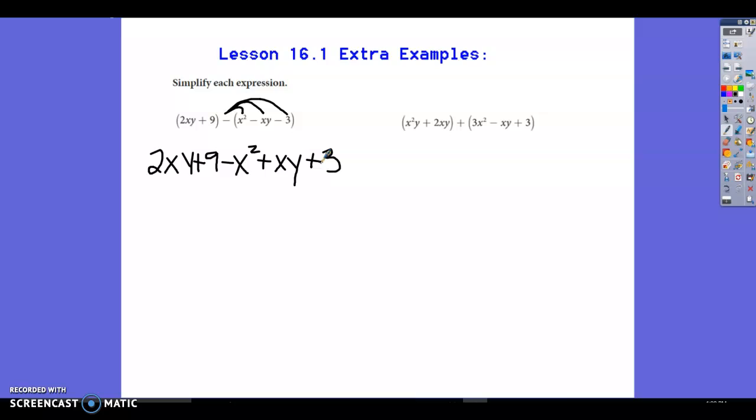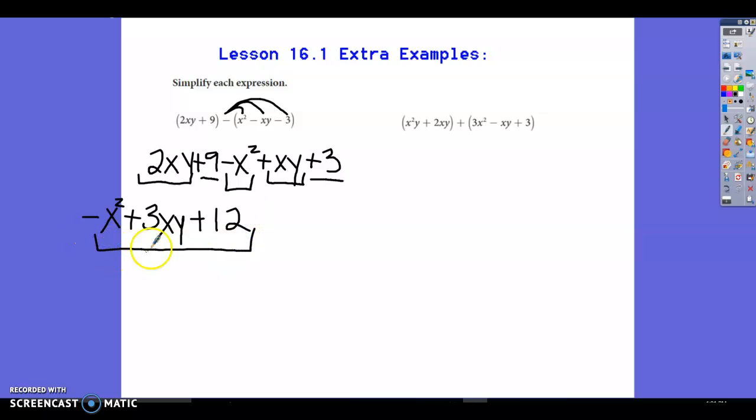Now, once you distribute the negative, all my signs are exactly what they are. So now I can just combine like terms. So I have an xy and I have another xy. So I've got 2 plus 1, which is 3xy. And then I've got a negative x squared. I'm going to put it in the front because that's my largest exponent there, if I'm putting it in standard form, which I tend to try to do. And then I have plus 9 and plus 3, which is just 12. All right, so this would be my simplified expression for the first problem there.